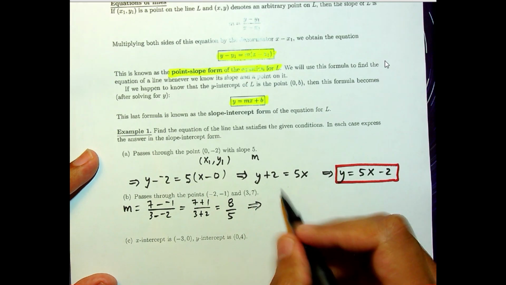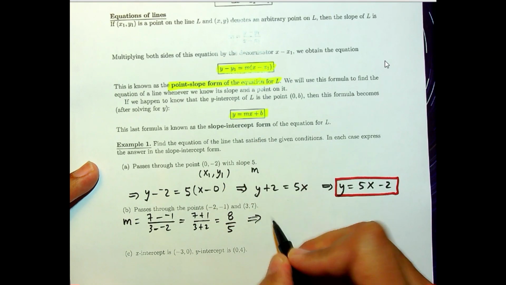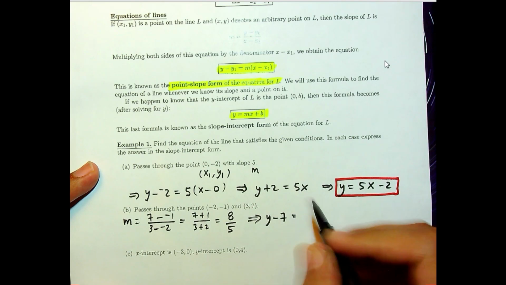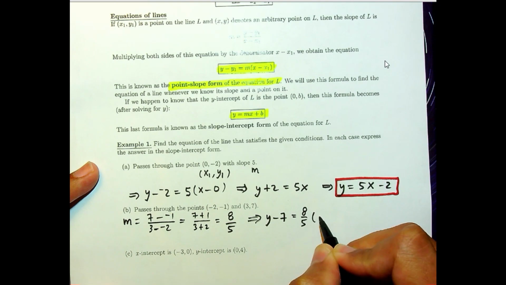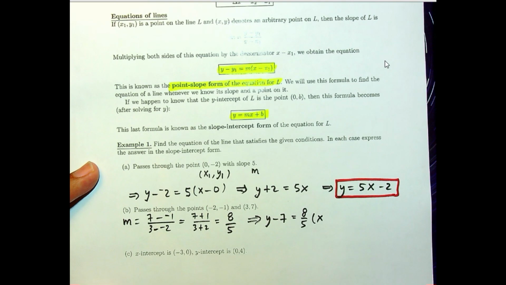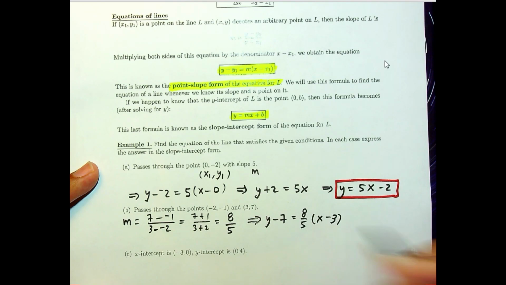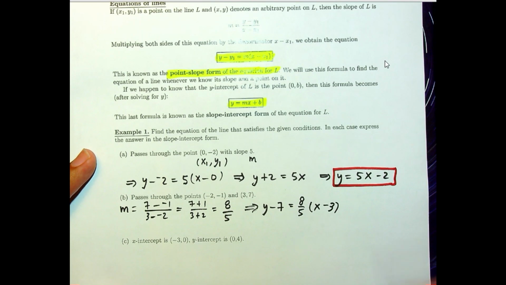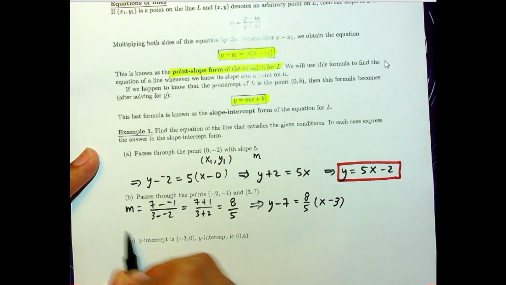So in this formula, right? It's going to be y minus 7 equals m, which is 8/5, x minus x1, which is 3. Okay, so that's the equation. It's not in the slope-intercept form, so let's put it in slope-intercept form.